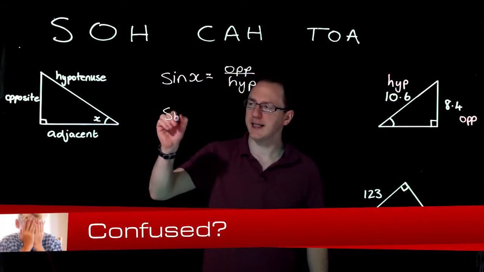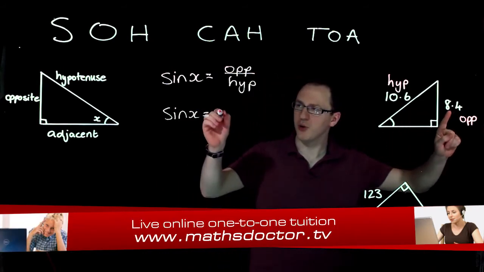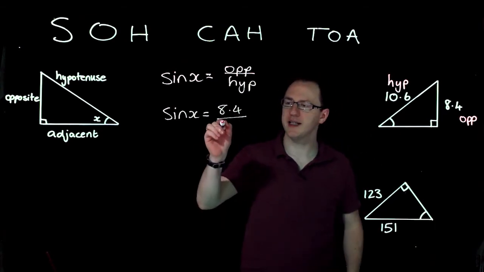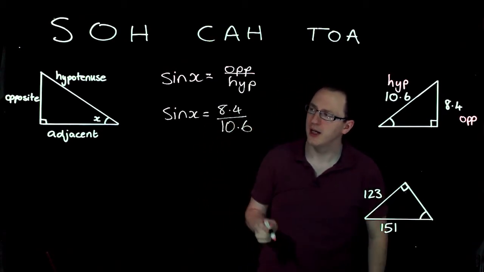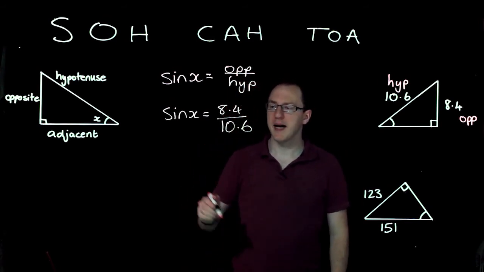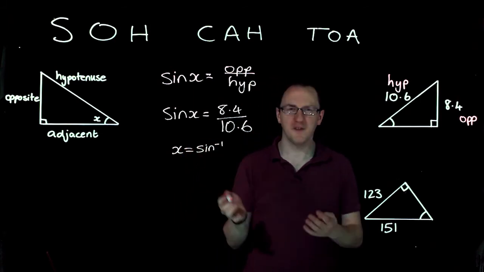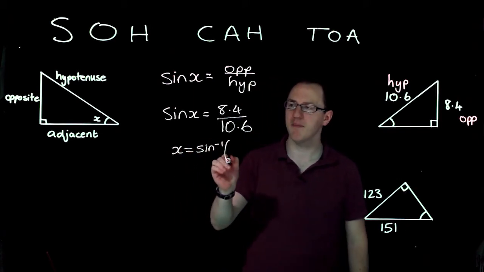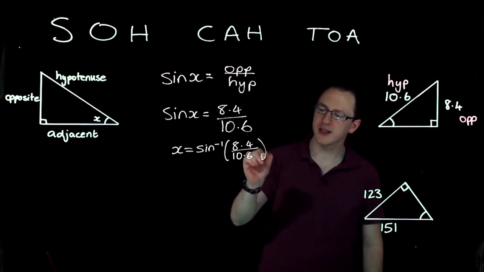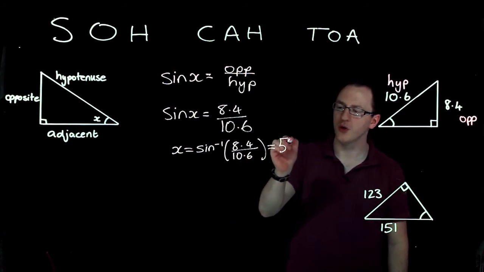I can say that sine x equals the opposite, well, that is 8.4 divided by the hypotenuse, that's 10.6. And so on my calculator, I'm going to find the inverse sine to find my angle. So x equals sine to the minus 1, so it's shift sine or second function sine, depending on your calculator, of 8.4 divided by 10.6. That should give us an answer of 52.4 degrees.